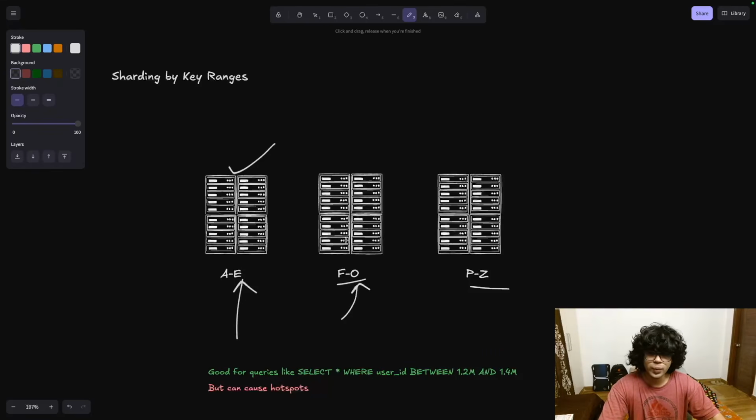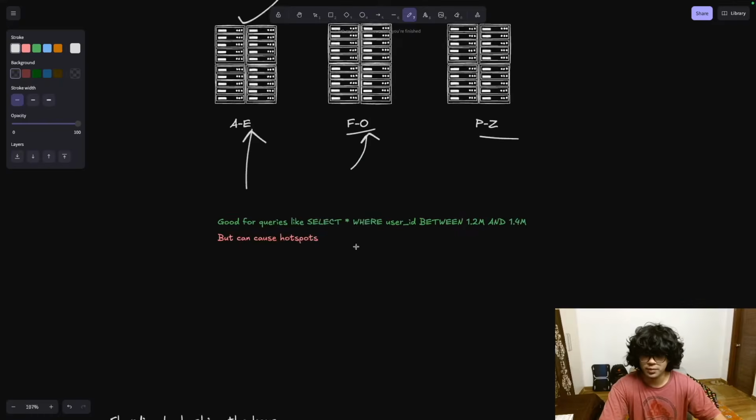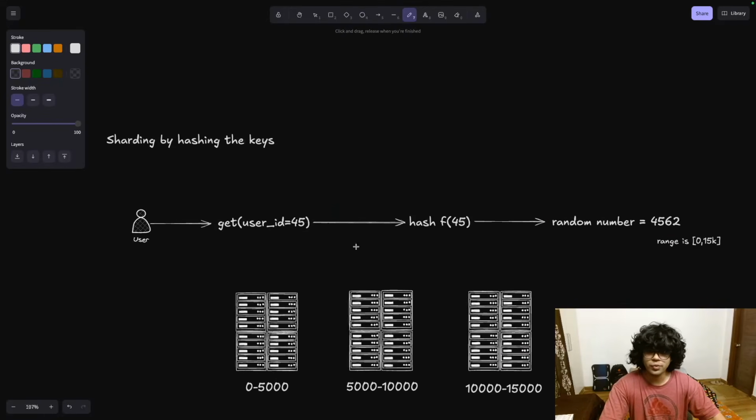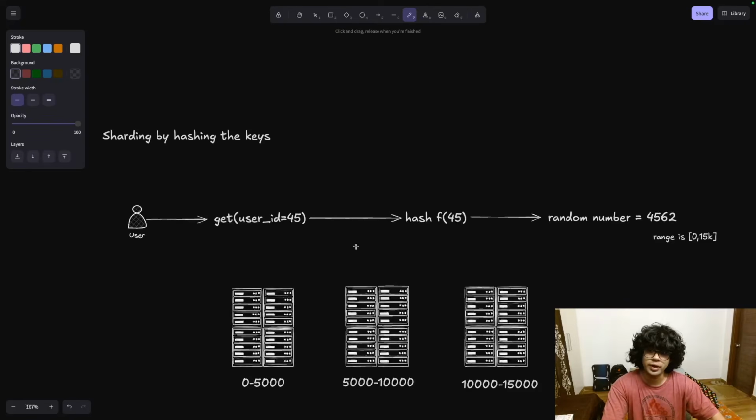Okay, let's look at a way to get away from this problem. For that, we will use hashing. Let's say that there's a user, and he runs a query get user ID 45. Now what we do is we pass this 45 into a hash function. That will generate another random number. Now this number is completely random. And we know that the range of this hash function is 0 to 15,000, for example. In this case, the ID 45 got assigned to a random number 4562.